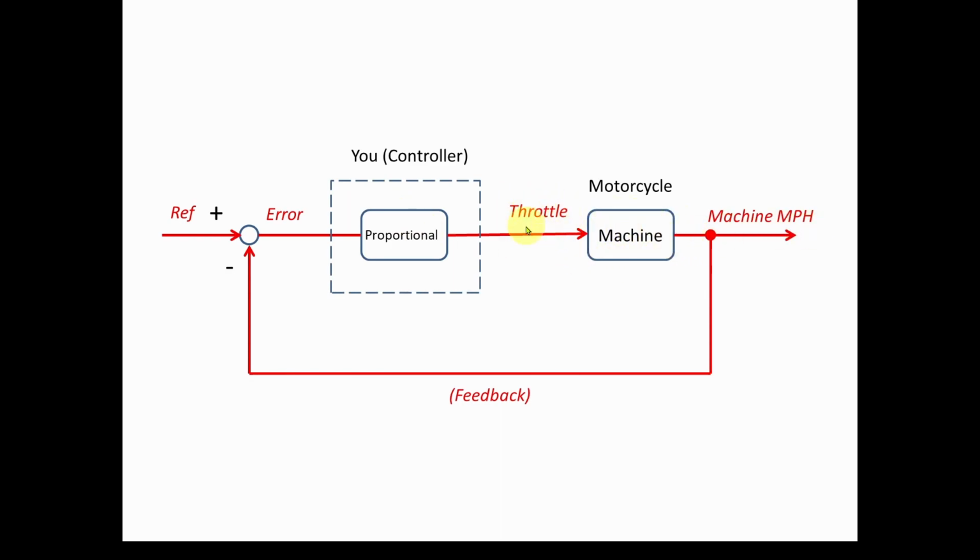And the way you do that is you twist the throttle, but you need to understand in your brain that you twist the throttle a certain amount, and that will make the motorcycle go faster. So in this video, we're going to focus on this block, which is the motorcycle. It has a throttle input and a speed output. So how does this work internally?